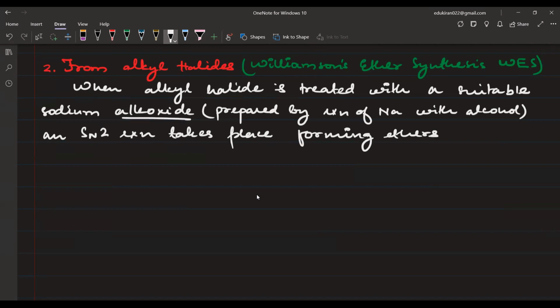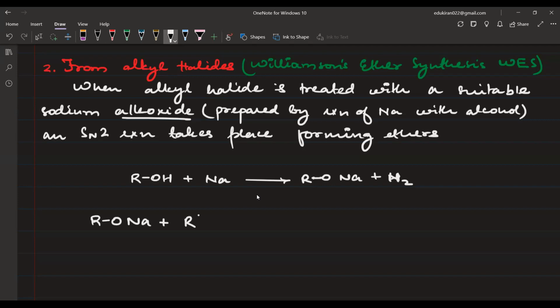First of all, we'll make the sodium alkoxide ion. We have ROH plus Na, which gives RONa plus H2. Now this RONa, and there will be some R'X. Here we have the lone pair of electrons, which will attack the R' carbon, and it is going to give ROR' plus NaX.